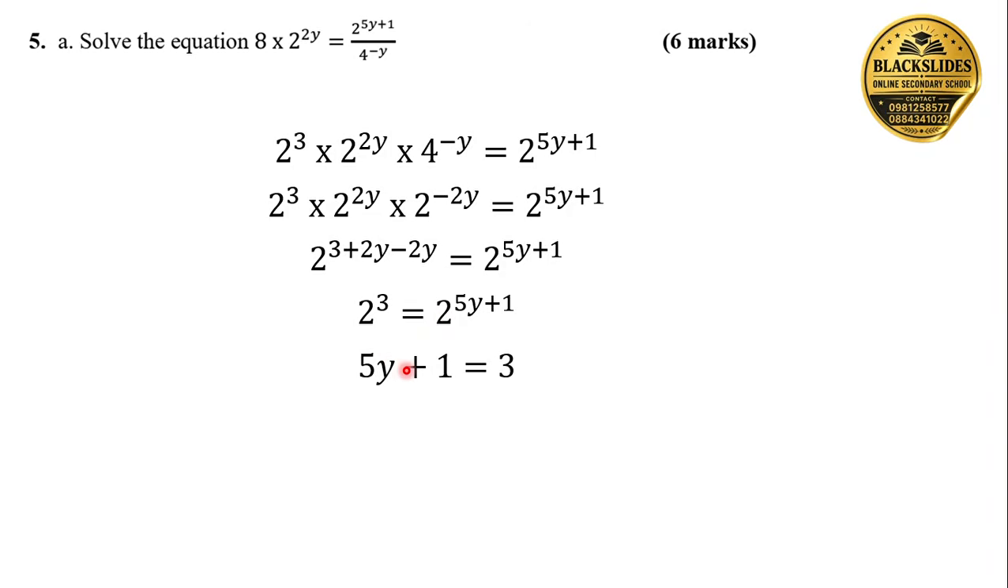So solving for y shall give us 5y equals to 3 minus 1, which is 2. Then divide through by 5. Y is going to be equal to 2 over 5.